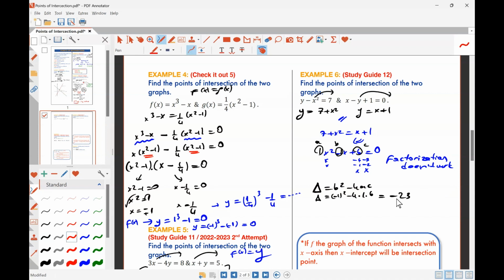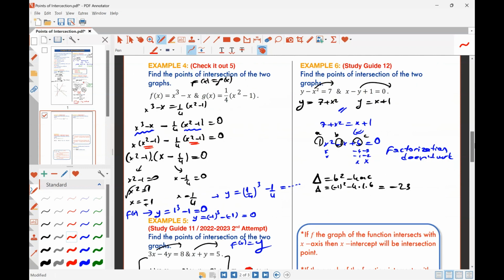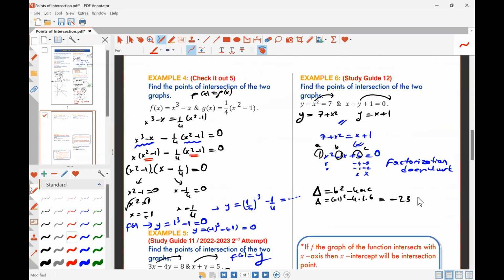So what happens if our discriminant is negative? As it's written in the note, there is no real solution. So when the discriminant is less than 0, there is no real solution. For this question, it means there is no point of intersection. So that's the way it is.